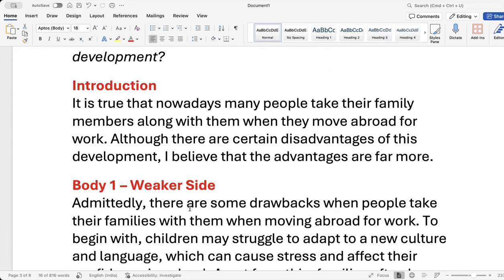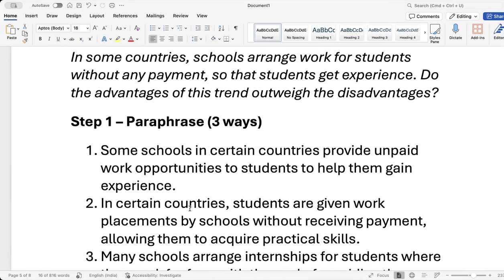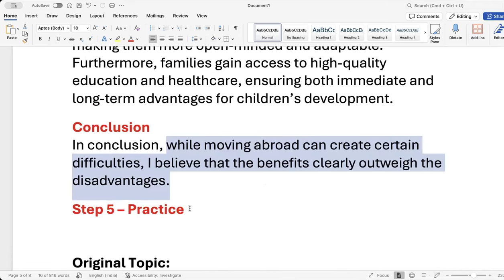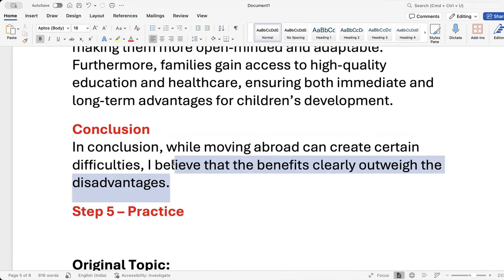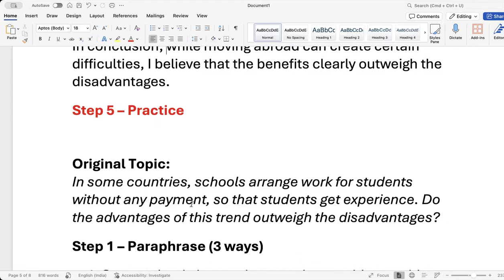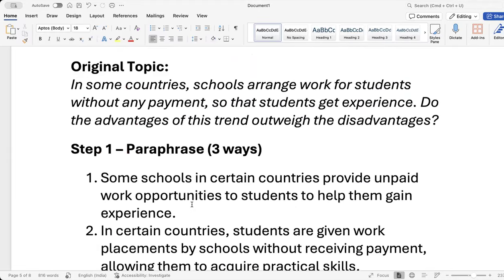Okay, moving forward. In the conclusion, you can add that line, I would like to reiterate. Yeah, I would like to reiterate could be written at the beginning. I would like to reiterate that while, so you're repeating your opinion, right? I do write that. Okay.